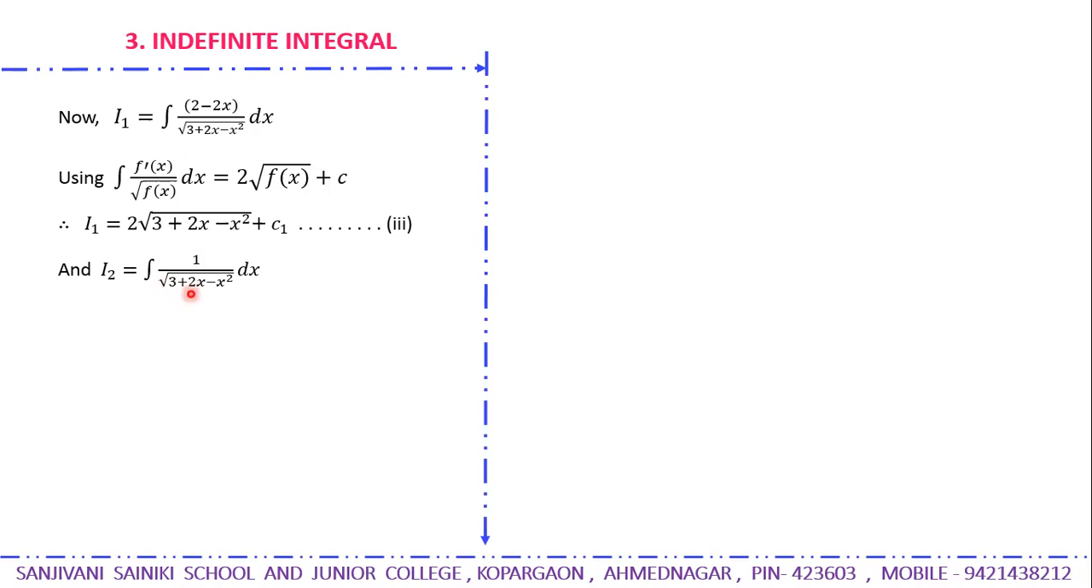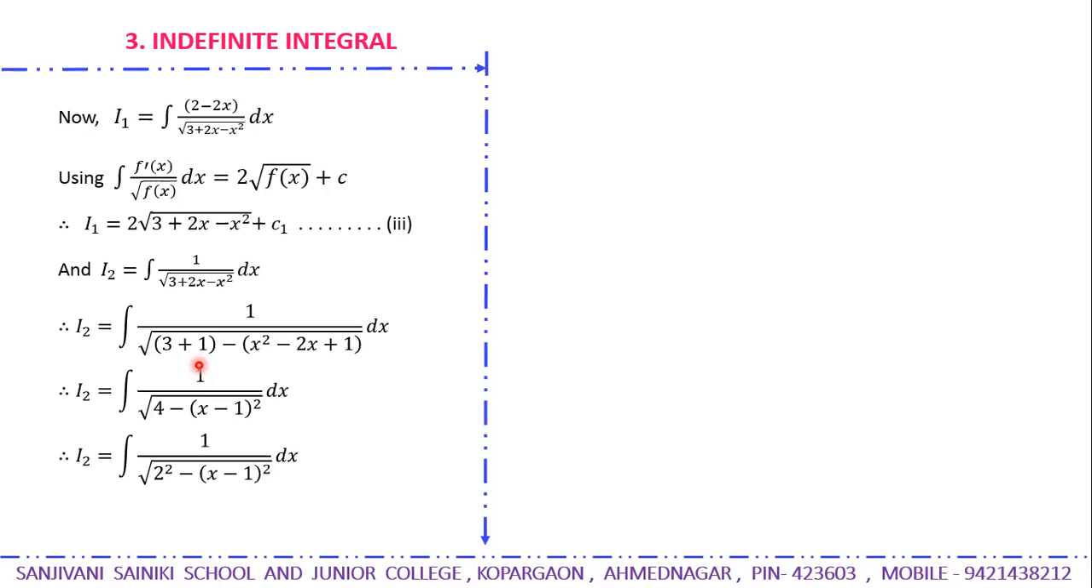1 upon root (3 + 2x - x²). Here we have to complete the square. Before that, we will take a minus common from these two terms, then we have x² - 2x. Now the last term is 1/2 into -2, bracket square, so (-1) square is plus 1. So add and subtract 1: 3 + 1 - (x² - 2x + 1). This bracket is (x - 1) square and this is 2 square.